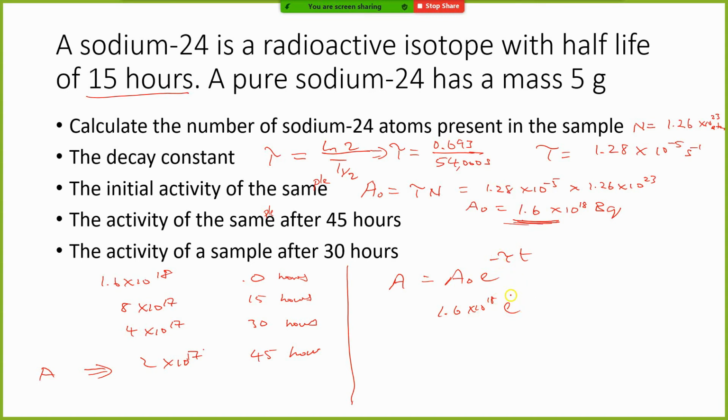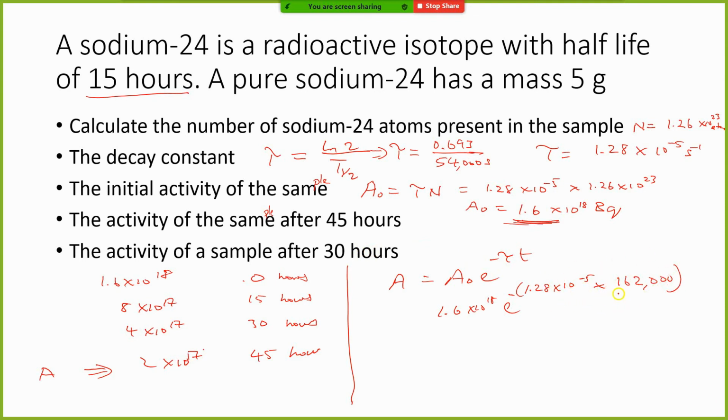E to the minus 1.28 times 10 to the minus 5 times the time. So we could convert this 45 hours into seconds, which is not 15, by the way. It's 45 hours into seconds. That's going to be 45 times 3,600, which will give us 162,000, right?